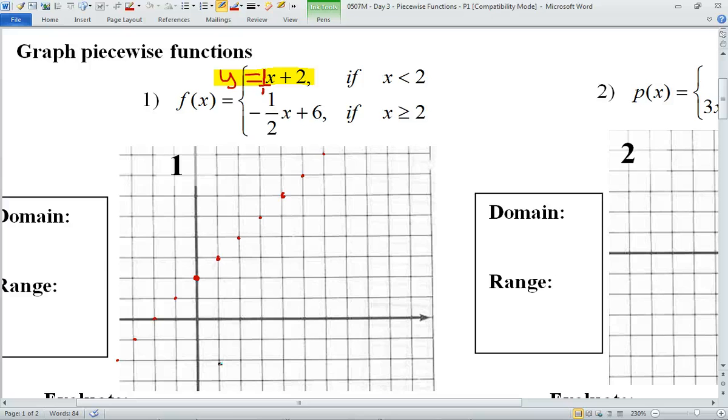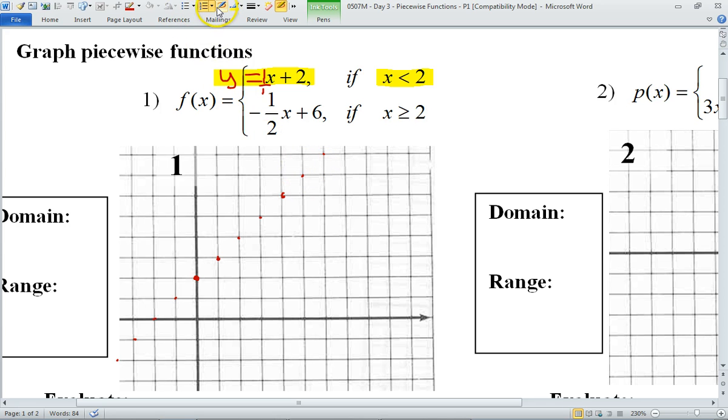But this graph is in two pieces. We're not going to get to draw this entire line. We're only going to draw part of the line. Now, the way we know which part of the line to draw comes from this part over here, where it says the x values are less than 2. This is what tells us which part of this line to draw. We're going to draw the part of this line where the x values are less than 2.